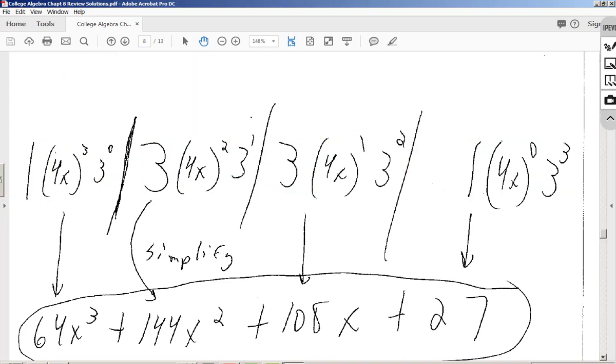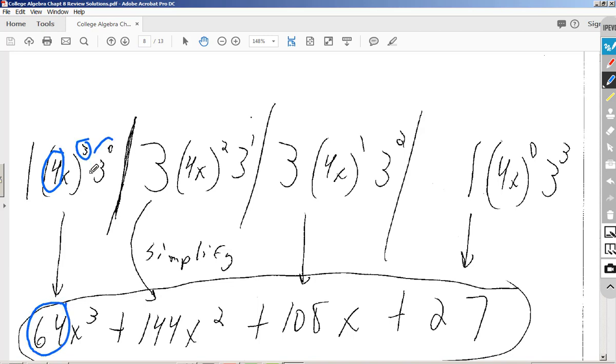Okay, now that I've done that, I just need to go ahead and simplify it. So to simplify this, I'm going to take my 4 to the third power and then multiply that by 3 to the 0. 3 to the 0 is 1. 4 to the third power is 64. So 64 times 1 is going to give me that 64. And then I still have my x to the third. So that first term is going to be 64x to the third.